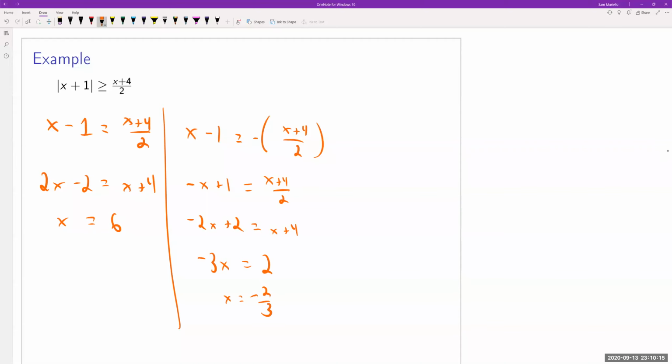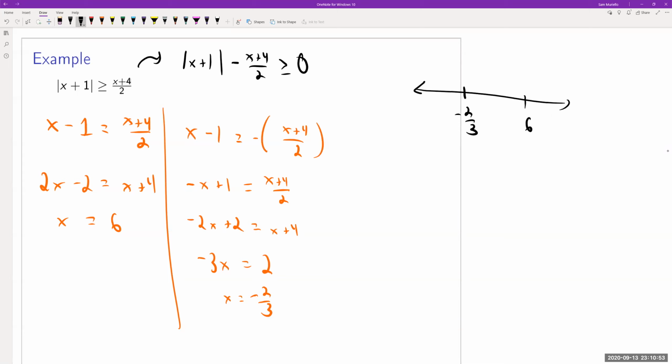This gives me two values. -2/3 and 6 are going to be our answers here. Once again, we'll put these numbers on our number line. I'm not putting my number line to scale. I don't care. I just need to have regions. Once again, I will take the top equation and I will isolate 0. So I'll have x plus 1 minus x plus 4 over 2.